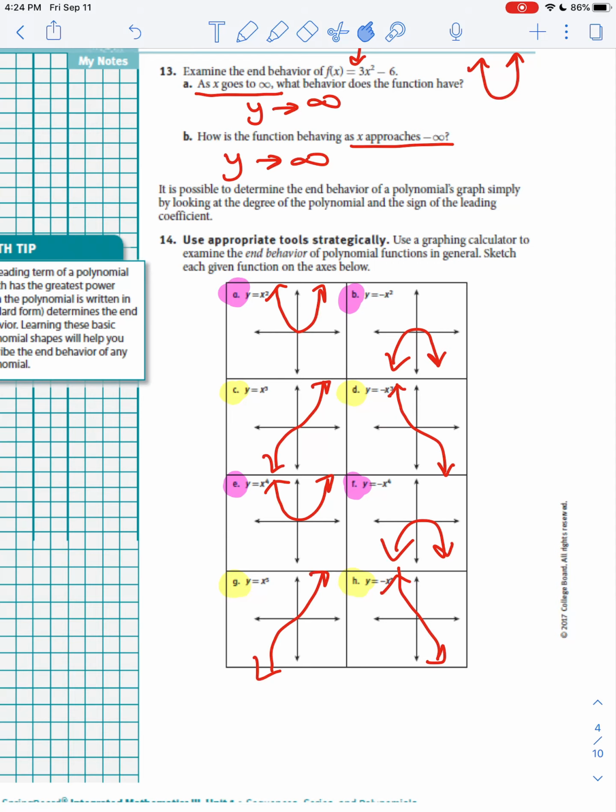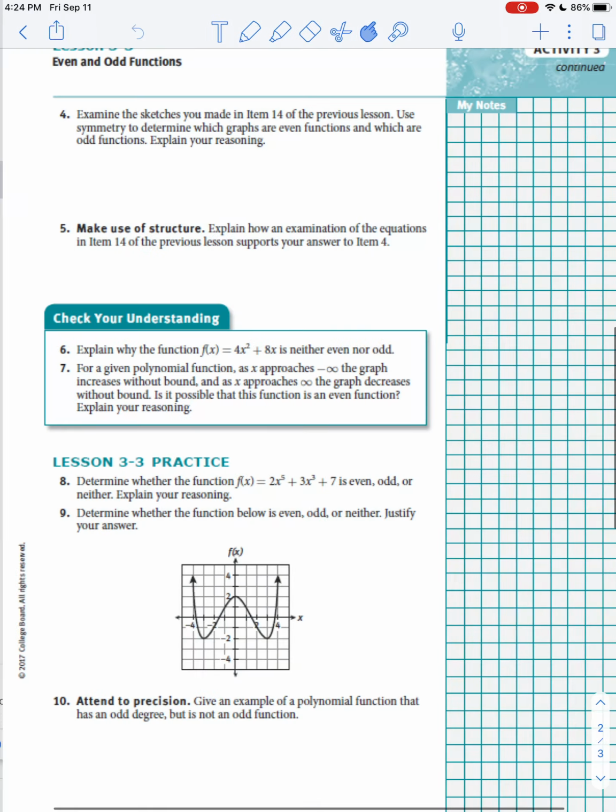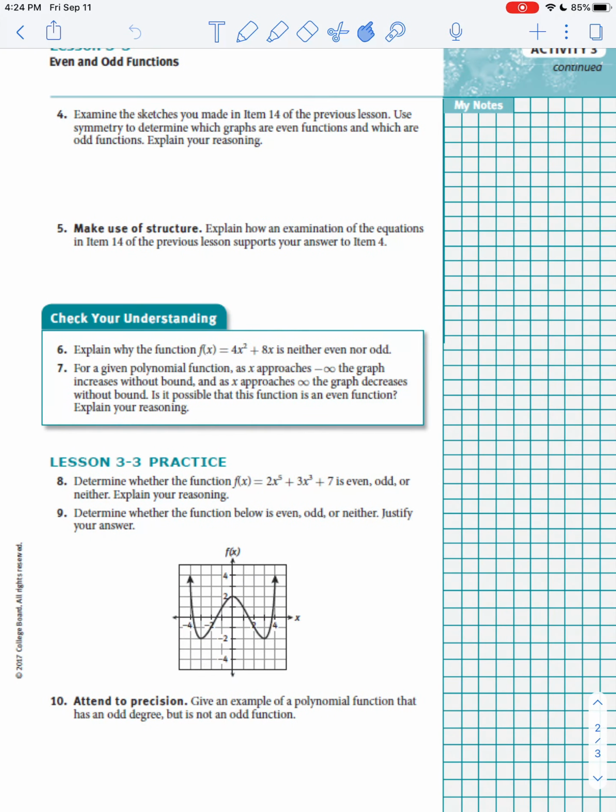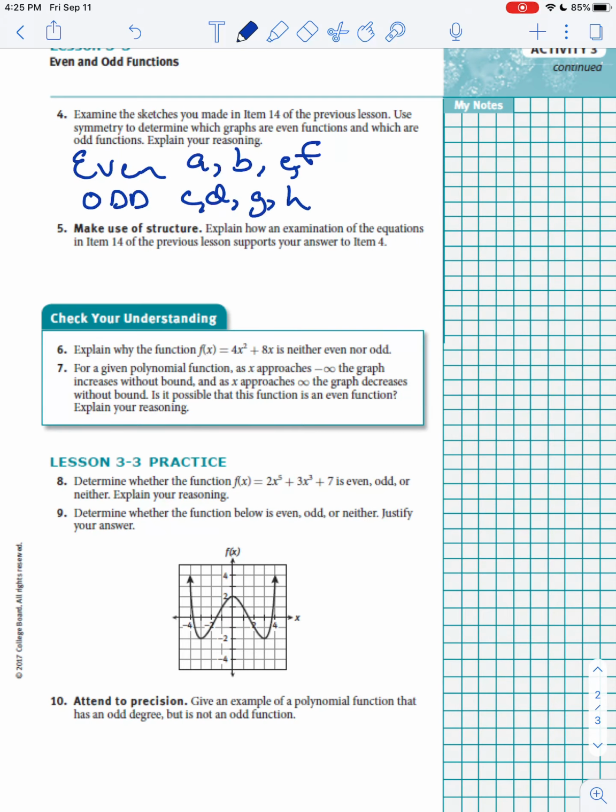Okay, so now let's come out of there. Or do we need that one again? Let's see. Oh, yep. Let's go back to our current lesson. Okay, and we can fill that in. So our even functions were A, B, and then back down to E and F. Our odd functions were going to be C, D, G, and H. So the even functions have y-axis symmetry. And the odd functions have origin symmetry.